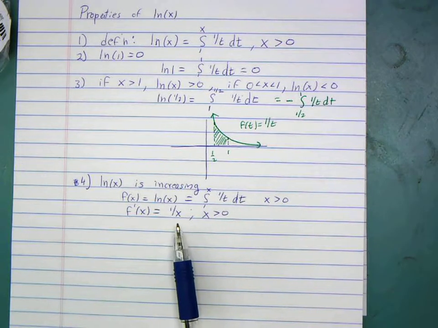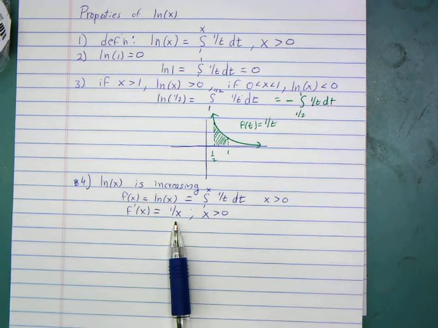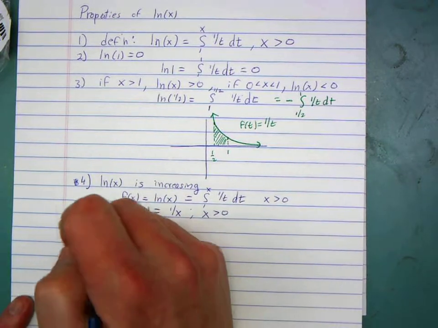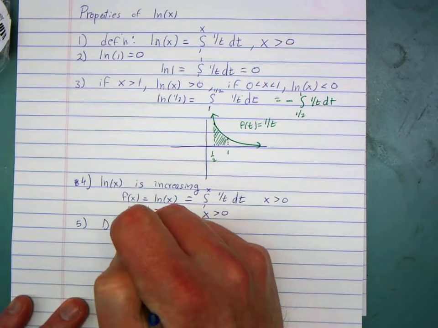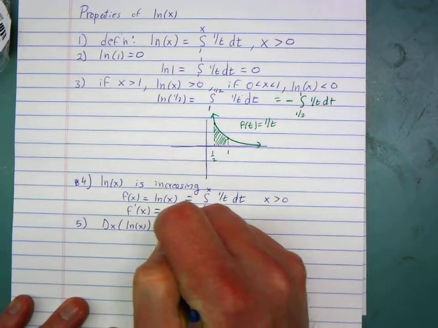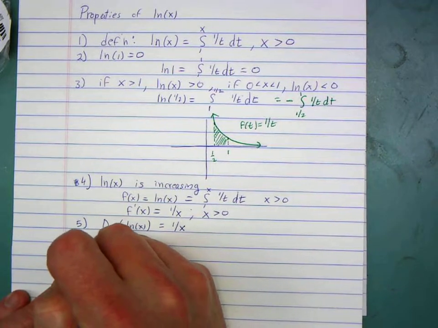All right, so we actually did something very important there. Not only did we show that the function is increasing, but we also learned what the derivative of ln x is. So that one was kind of a bonus property as we were working. Property number 5, the derivative of ln x is 1 over x. And then I'm going to throw in property number 6.